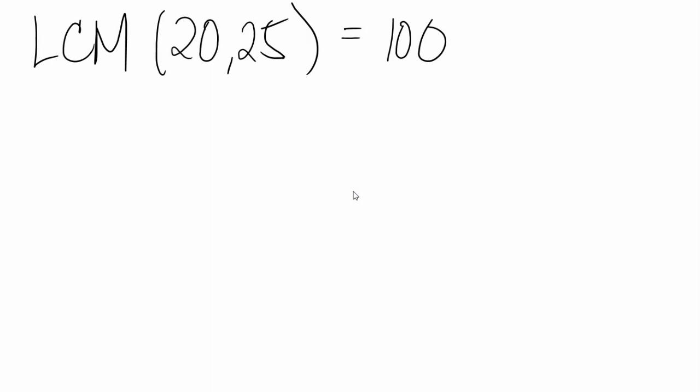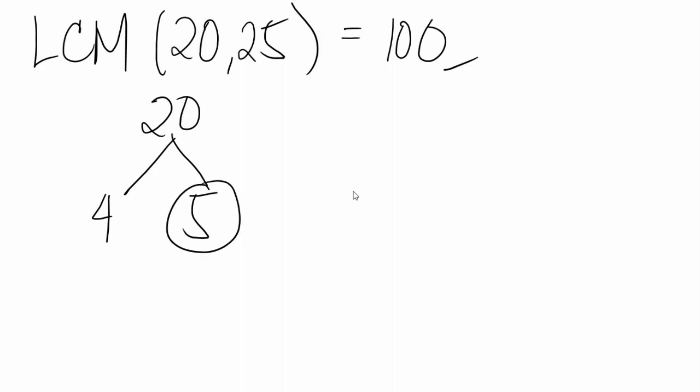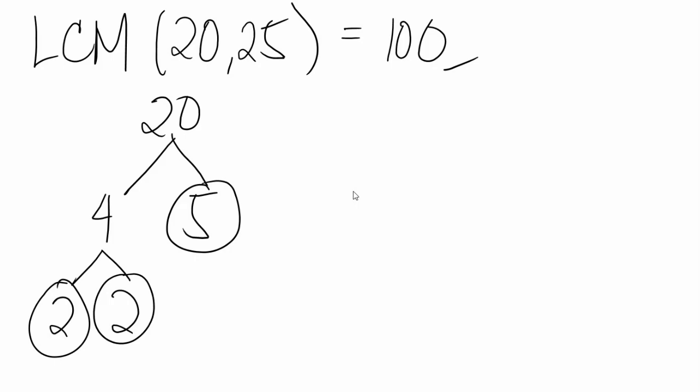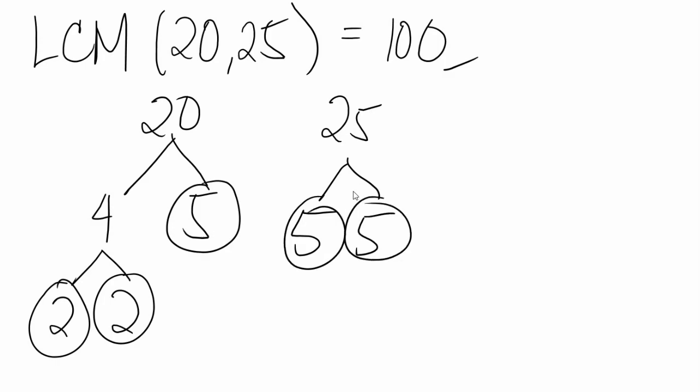How about if we use the prime factorization method? We shall arrive with the same answer as when we use the listing method. So let's try using the prime factor tree for 20 and 25. For 20, again, we have 4 and 5. 5 is already a prime number, so we can deal with number 4, which is 2 and 2. Okay, so we have 2, 2, 5 as the prime factors of 20. For 25, as we have seen earlier, we have 5 and 5 only.